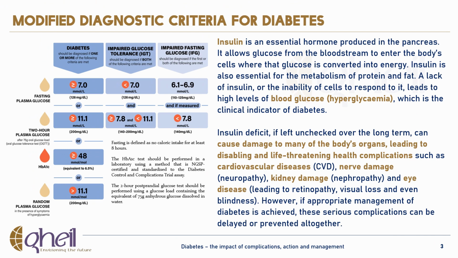Insulin deficit, if left unchecked over the long term, can cause damage to many of the body's organs, leading to disabling and life-threatening health complications such as cardiovascular diseases, CVD, nerve damage, neuropathy, kidney damage, nephropathy, and eye disease, leading to retinopathy, visual loss and even blindness. However, if appropriate management of diabetes is achieved, these serious complications can be delayed or prevented altogether.